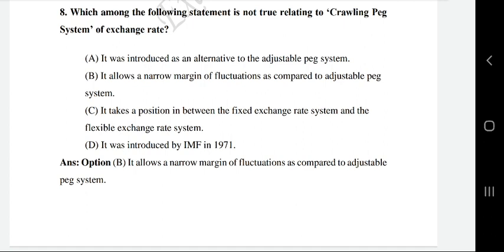The crawling peg system is a system of exchange rate adjustments in which a currency with a fixed exchange rate is allowed to fluctuate within a band of rates, and it helps to control currency moves, usually at the time of devaluation.